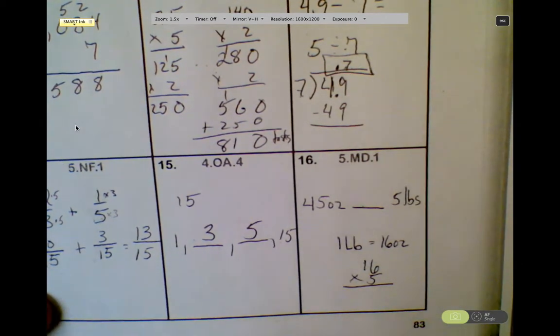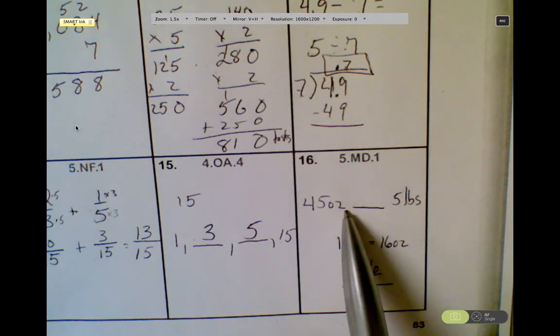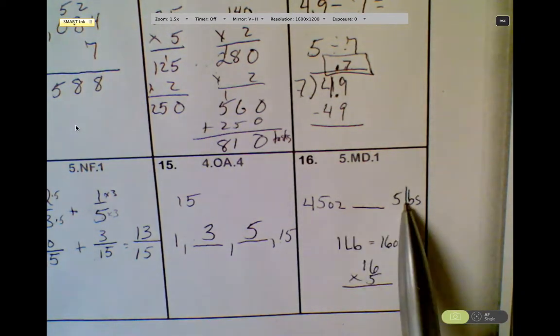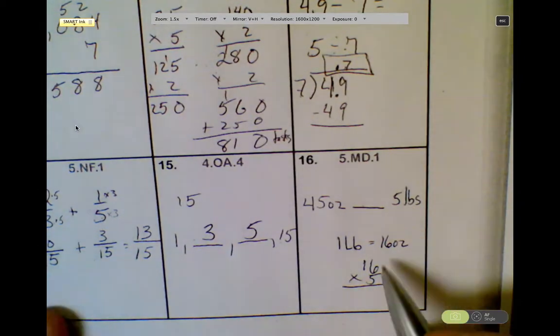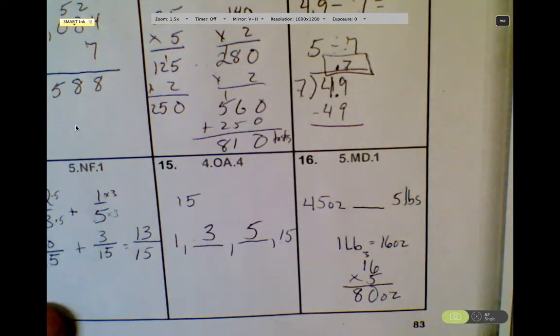And finally, 16. I've got to figure out what's greater than, less than, or equal to. 45 ounces or 5 pounds. There are 16 ounces in a pound. I cannot compare these two numbers. This is ounces, this is pounds. 16 times 5 is 30. Carry my 3. 5 times 1 is 5, plus 3 is 8, so 80 ounces. That would be 80 ounces.